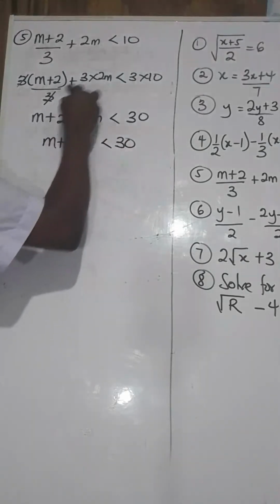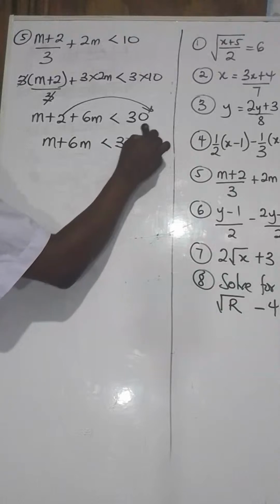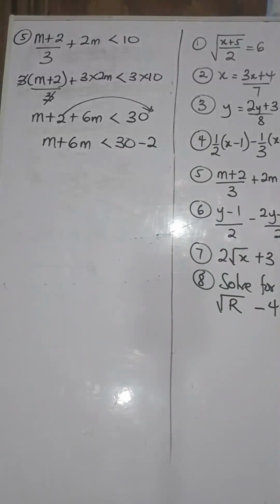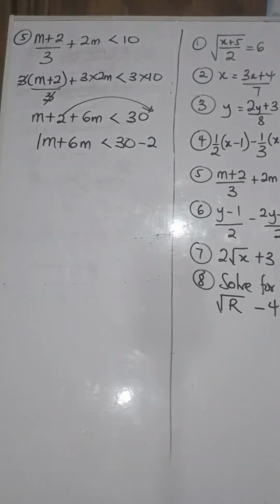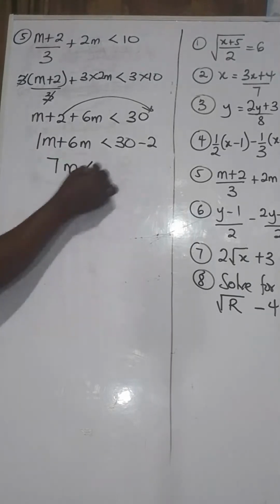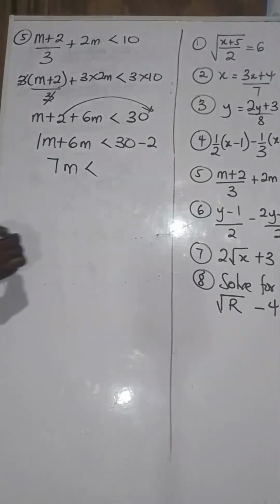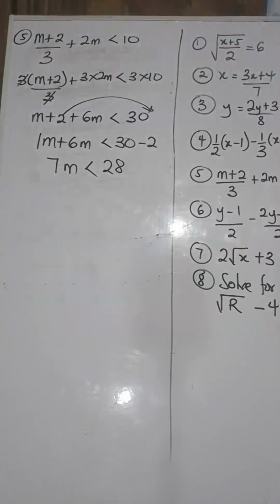Then transfer the 2 to the right side, so that becomes minus 2. So this will give us 7m. That is having 1m, so 1 plus 6 there will give us 7. So that is 7m less than 30 minus 2. That will be 28.